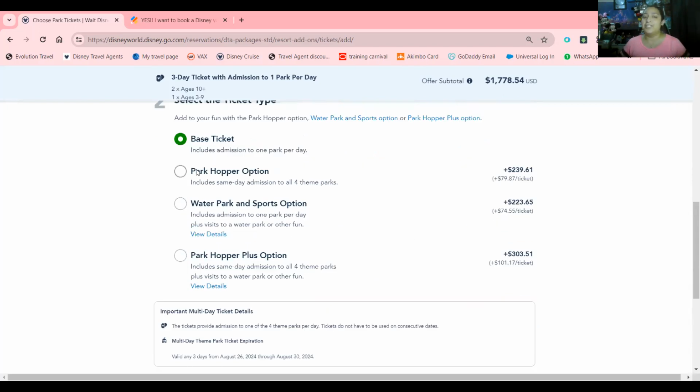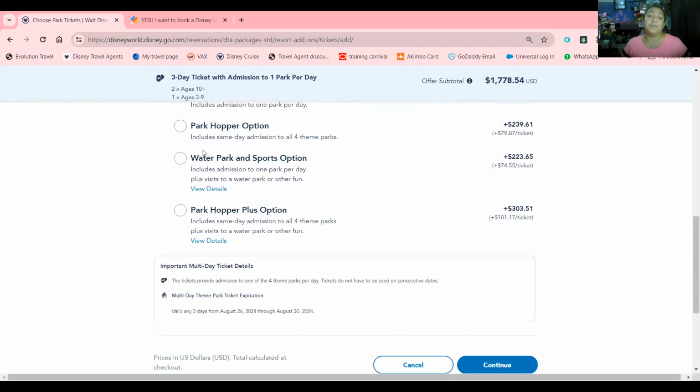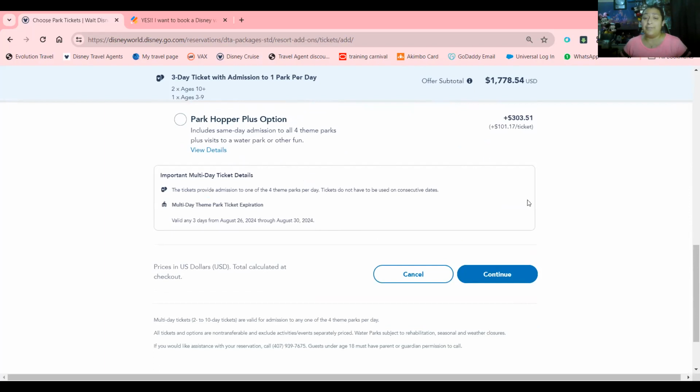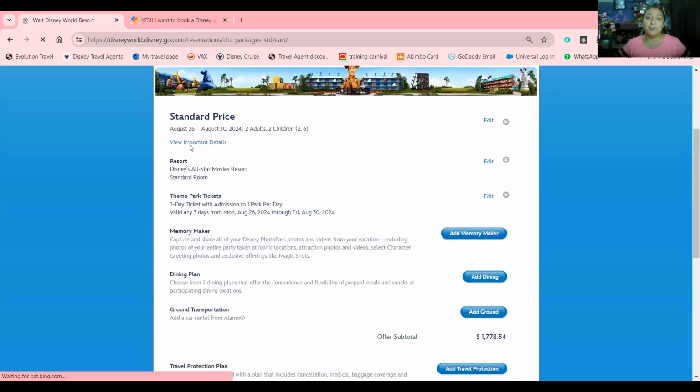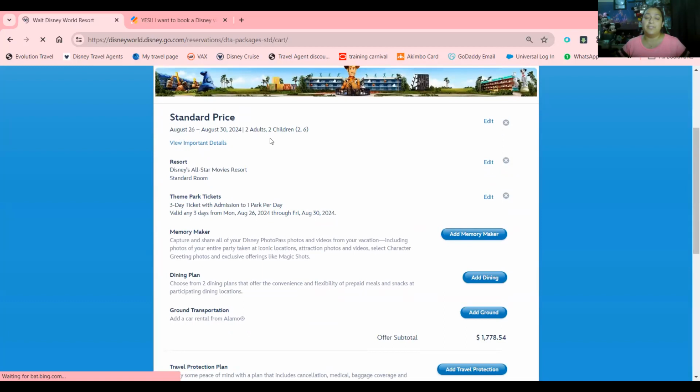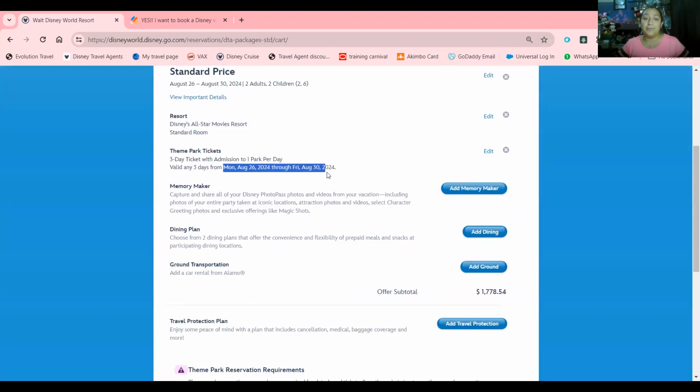So again, I personally just go to base tickets as well when I'm doing a mock booking. After that, just go ahead and click continue. Once you click on continue, now it's added onto your cart. You're going to see the resort, right? And it gives you a little brief right here. The dates, how many adults, how many children, the ages. It gives you here my resort that I'm going to get. Tells me 3-day tickets with 1 day per day value, and it tells you from here when I can utilize them, because of course I'm going during that time frame.